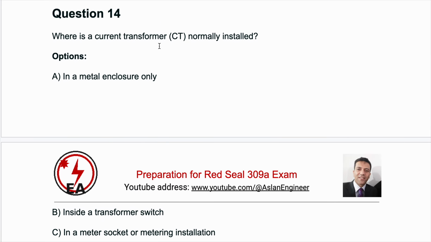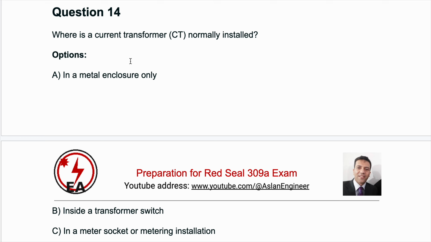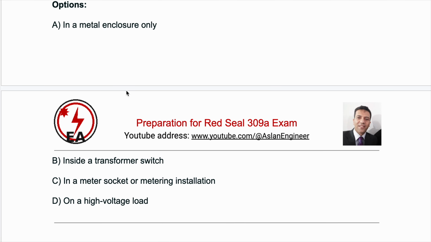Where is the current transformer, CT, normally installed? So CT, current transformers, we use these current transformers to measure the ampacity of a line or a wire.